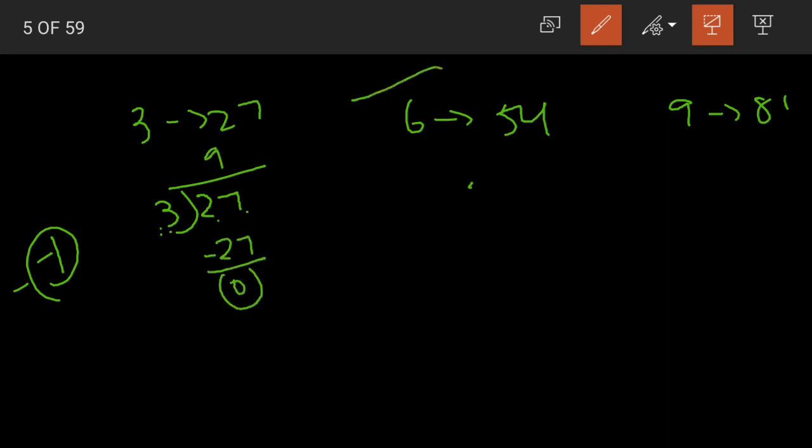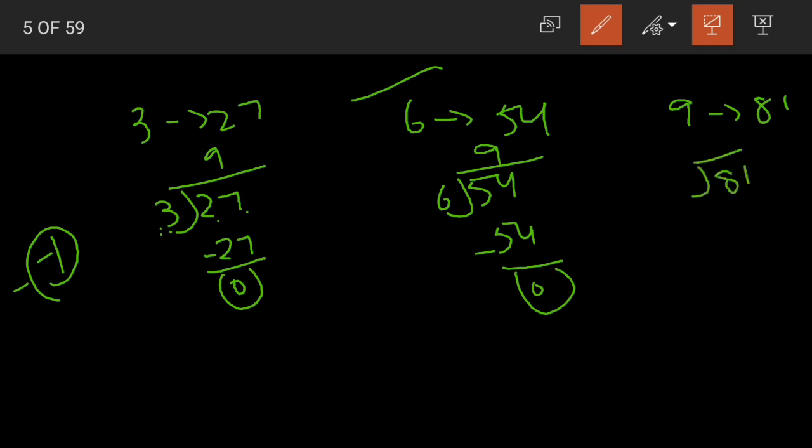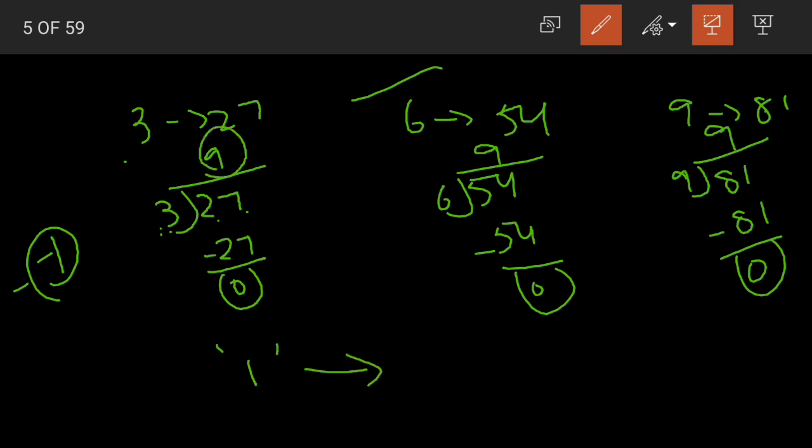Even if you look at this, 54 divided by 6. 6 nines are 54. When we subtract, again 0 is our remainder. And again, 81 divided by 9. 9 nines are 81. When we subtract, 0 is our remainder. In all these 3 cases, what is the answer that we got? The cost of one ball is equal to 9 rupees. That is the quotient here.